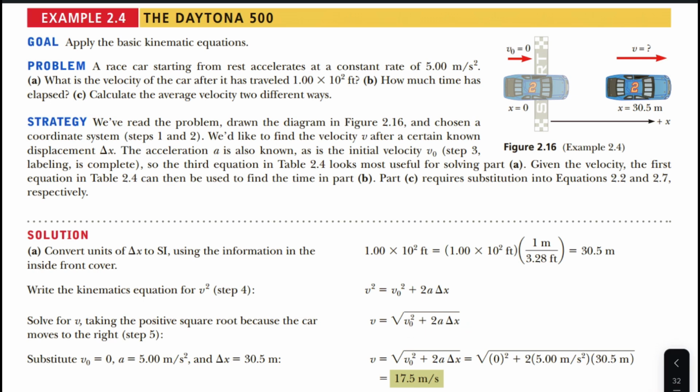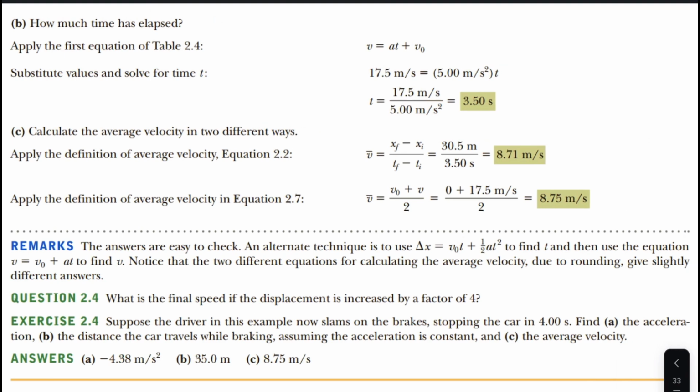So by making use of this equation, we want to know the V, so square root of V naught square plus 2A delta x. Substitute all the information given. V0 is 0 and the A is 5 and the delta X is 30.5 meter. You will have the V final is 17.5 meter per second.